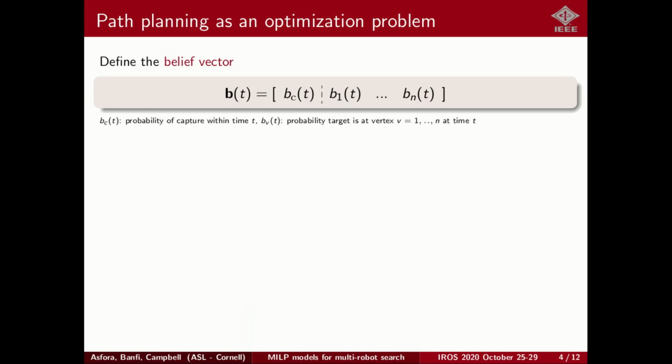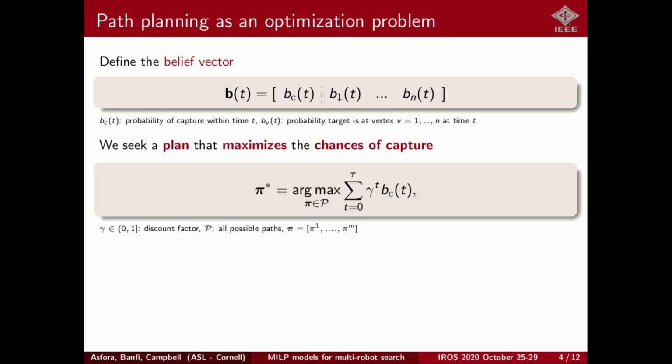To formulate our path planning as an optimization problem, we define the belief vector. The first element of this vector is the probability of target capture within time t. All the other elements are the probability that the target is at vertex v at time t. So we seek a plan, or the optimal policy pi, that maximizes the chances of capture by the deadline, according to this cost function. Gamma here is a discount factor to make sure we prioritize earlier actions over later actions, since we want to find the target as soon as possible.